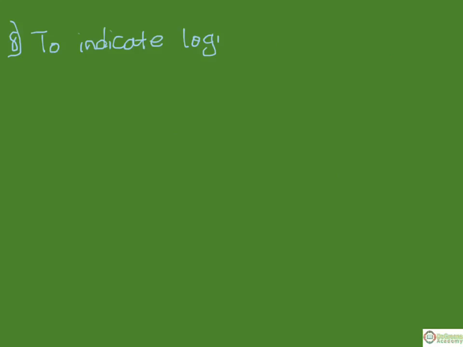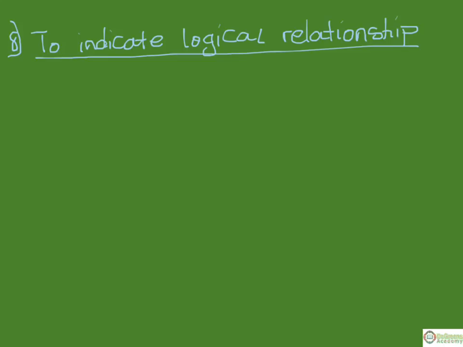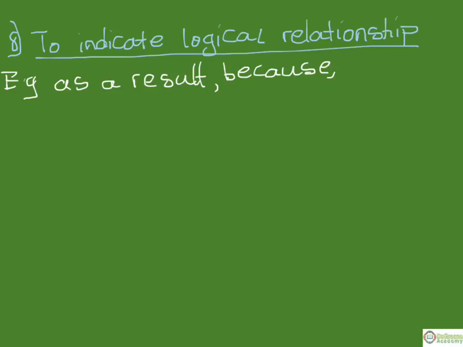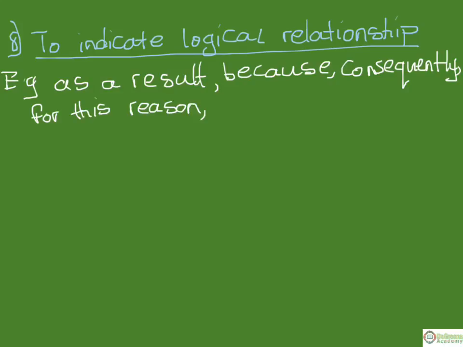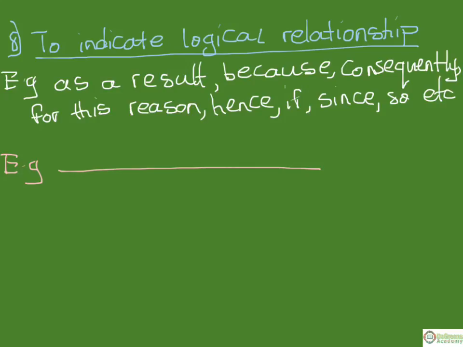And the last one is to indicate logical relationship. How can our ideas flow? As a result, because, consequently, for this reason, hence, if, since, so, etc. And so you give examples.